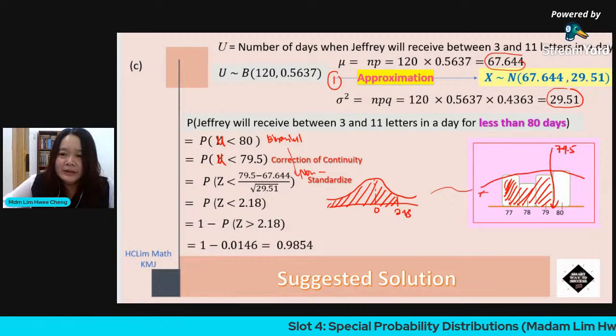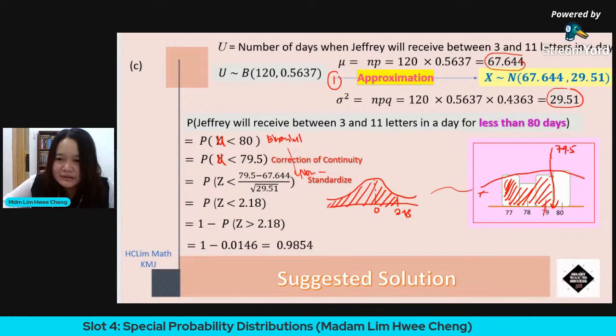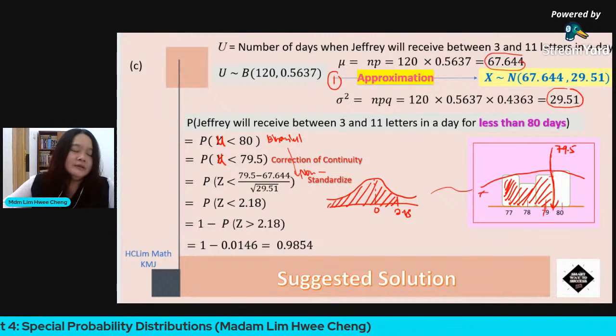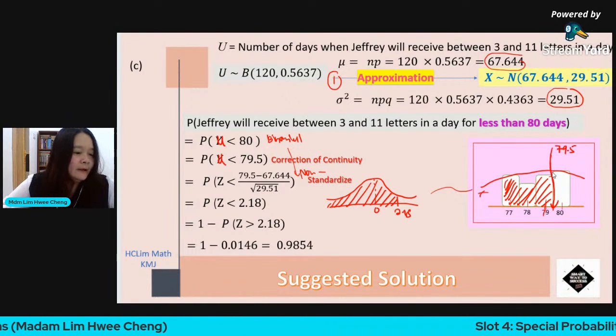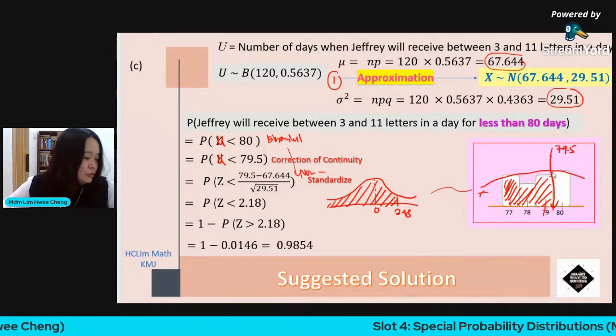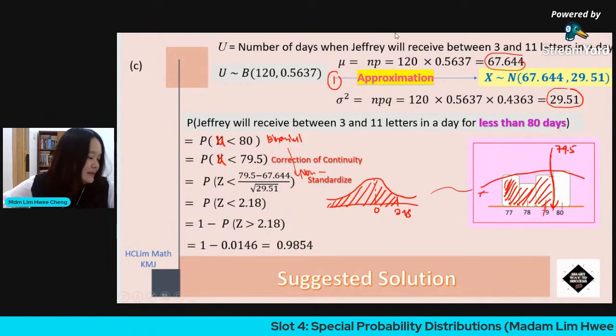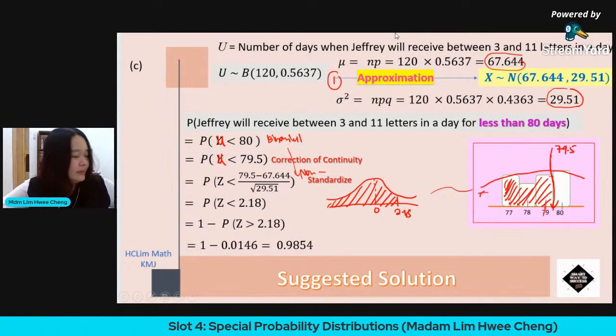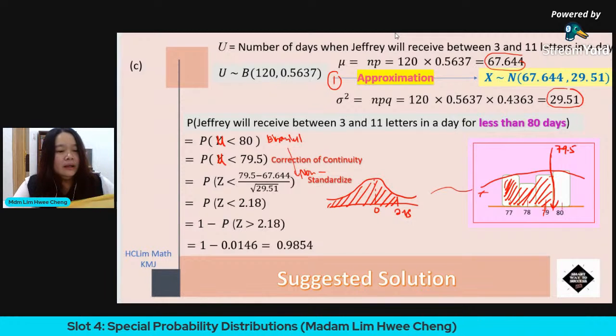Less than 90. So kalau less than 90, 79 adalah sini. Tapi sebab dia punya gigi, saya kena ambil region start from here. That's why saya kena buat corrections of continuity first, because I change from the discrete to the normal. So this is the step that you have to take note. So I hope that you take note of this.